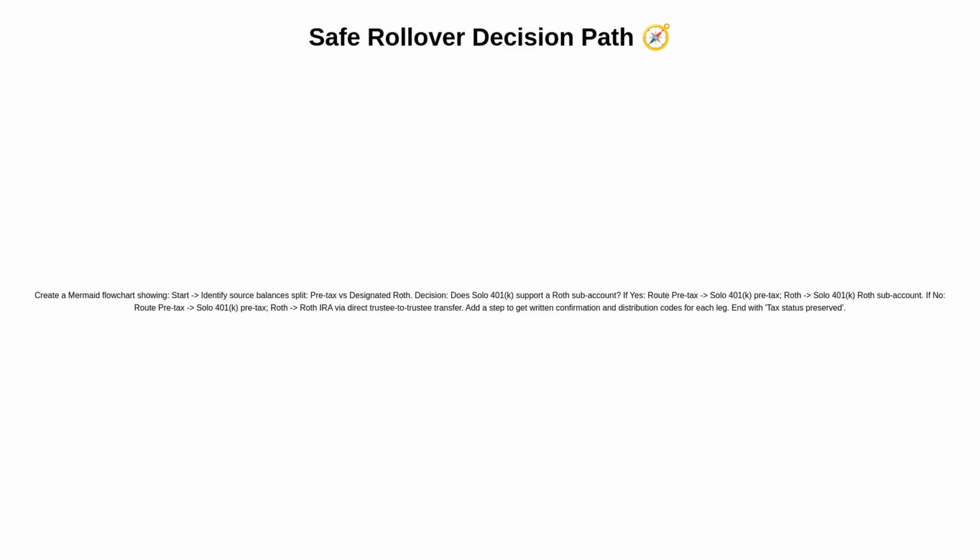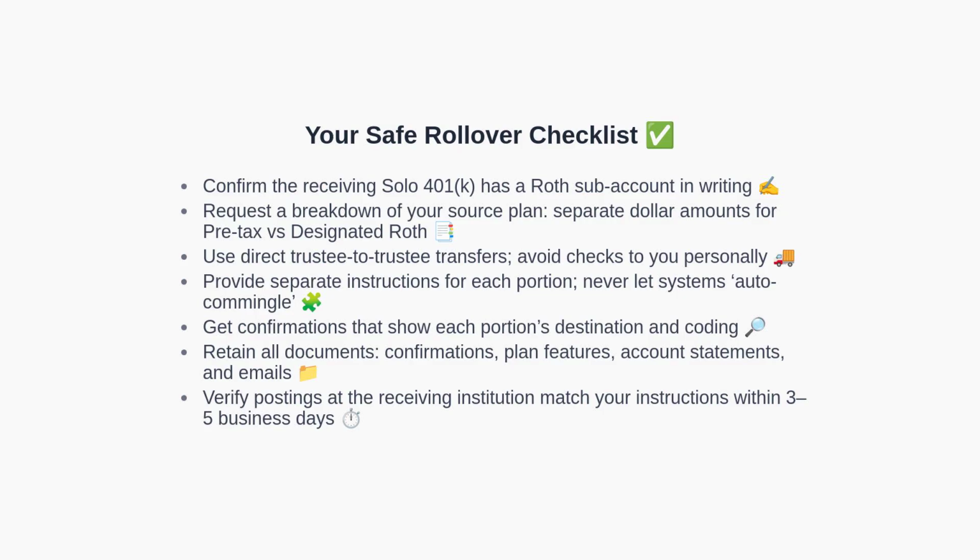This flowchart shows the correct decision path. First, identify the separate source balances, pre-tax and designated Roth. Then, determine whether the solo 401k has a Roth subaccount. If it does, route pre-tax funds to the pre-tax subaccount and Roth funds to the Roth subaccount via direct transfer. If it does not, route the pre-tax funds to the solo 401k pre-tax account and the Roth funds directly to a Roth IRA. In all cases, obtain written confirmation and the correct distribution and deposit codes for each leg to preserve tax status.